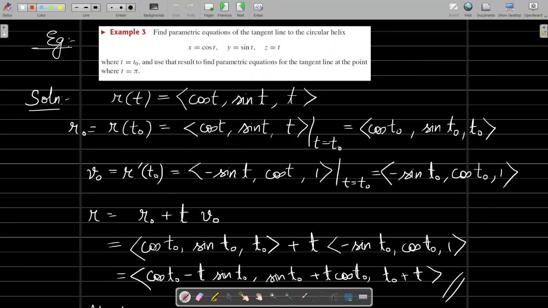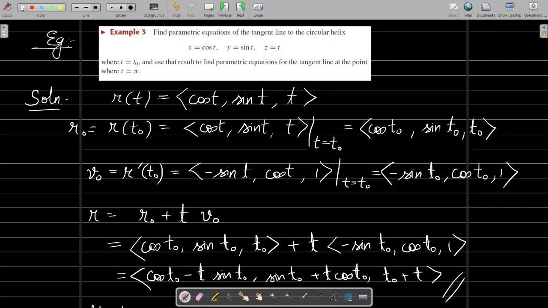Now we will do an example here. Find parametric equations of the tangent line to the circular helix x equal to cos t, y equal to sin t, z equal to t, where t equal to t0. So they are not giving you a specific point t naught. Instead, they are asking you to find the tangent at any arbitrary point, say t naught, and use that result to find parametric equations of the tangent line at a particular point. So what do we have to do here?